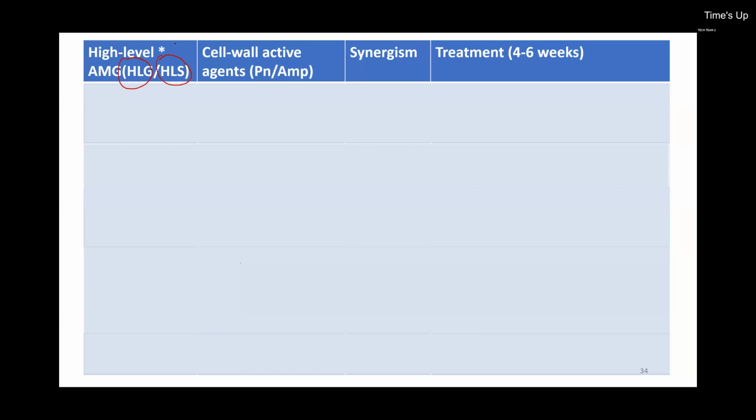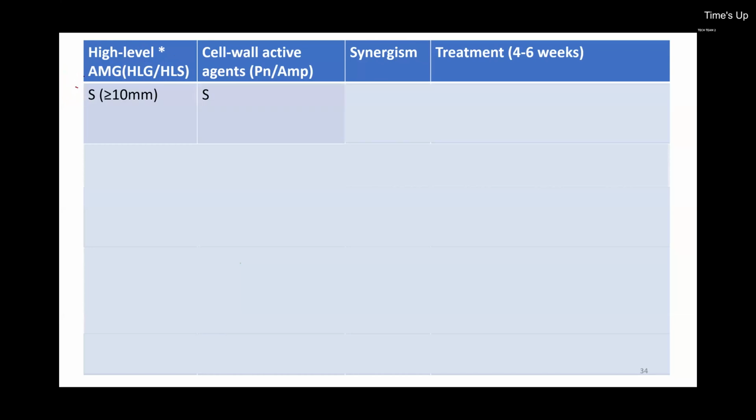But here I want to make clear that this is only in vitro testing. High level gentamicin means it is only in vitro testing. It doesn't mean that a high dose of gentamicin or a high dose of streptomycin would work in those infections. No. Even if given in a combination therapy, gentamicin and streptomycin is always given in the recommended dose. So what are the various scenarios? How is the synergy going to work? We'll learn step by step.